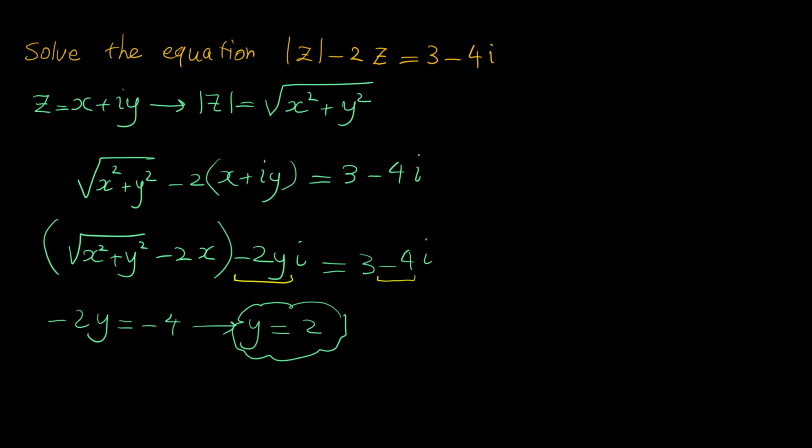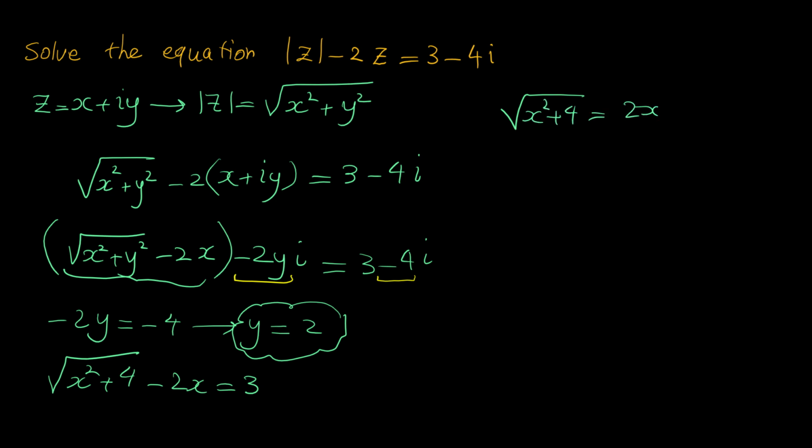What is real part in the left? In the left side, we have this as the real: radical x² plus y², but y is 2, so 4. 2 to the 2 is 4. Minus 2x should be equal to what? Should be equal to 3. For finding x from this equation, we can move 2x to the right and raise both sides to the 2. So we keep radical in the left and we add 2x to both sides, raise both sides to the 2.